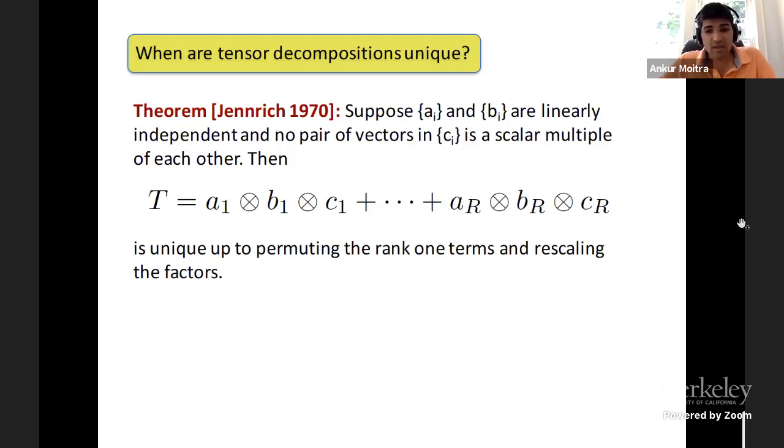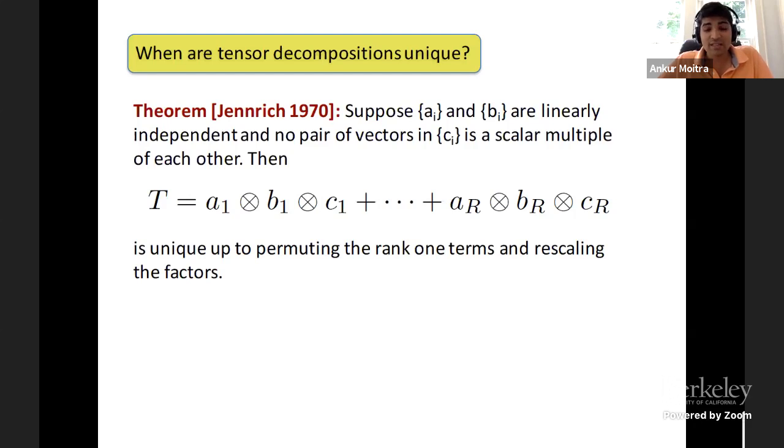Now, uniqueness is a little bit subtle because you have to define it properly. You can never tell which of the rank 1 tensors in this decomposition is the first one, which one's the second one. So really what we mean is that it's unique up to permuting the rank 1 terms in this decomposition. And this also means that you can rescale A sub i by some factor like 10, provided that you rescale B sub i by 1/10 or C sub i by something else, so that the overall scaling in front of the rank 1 term doesn't change. So this is a beautiful result of Jennrich from 1970.